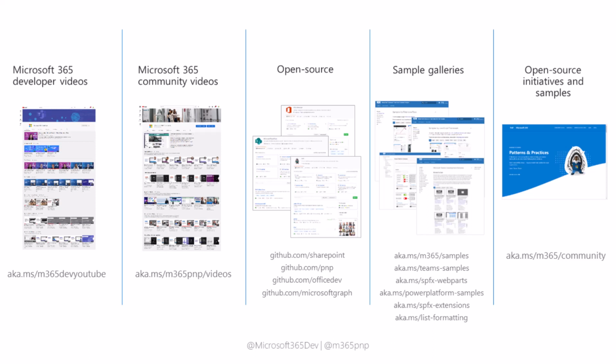As mentioned, we've got an all-up M365 sample gallery where you can see everything aggregated together. And then we've got Teams samples, SPFx samples, Power Platform samples, extensions, list formatting. The list goes on and on and on. There's so many, but it's awesome because there's only one location you need to remember to access all of these things, and that is aka.ms/m365/community, which will give you access to all of these amazing resources.